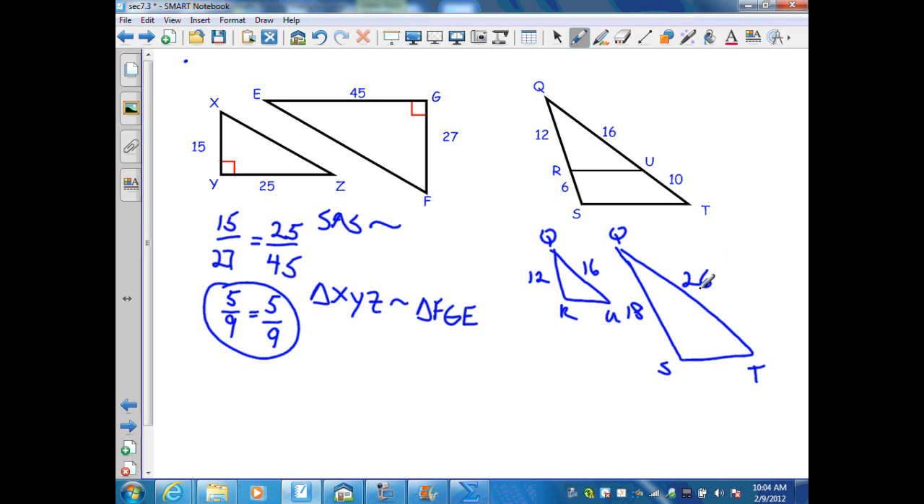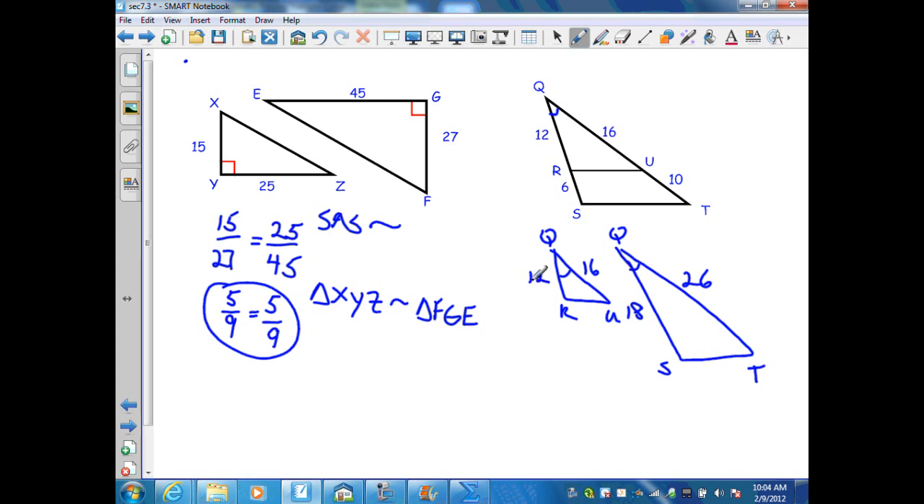Here I have an angle, Q, that is set inside both of my triangles. So therefore, I can state angle Q is congruent to angle Q because of the reflexive property. So now if I take a look at these two diagrams, even though this one's inserted inside the other one, it looks like I'm going to use side angle side. Now I can just verify the proportions are equal.